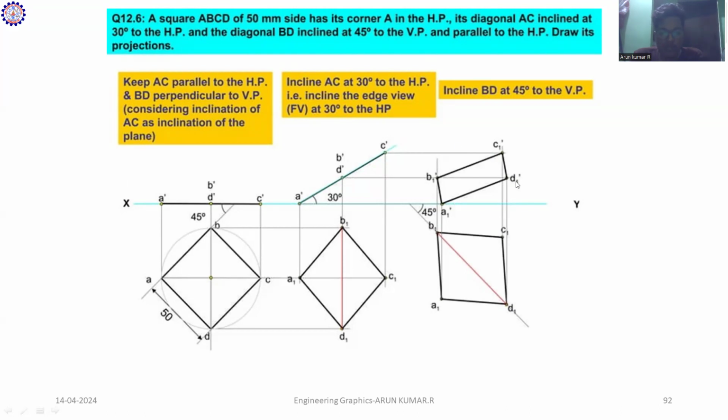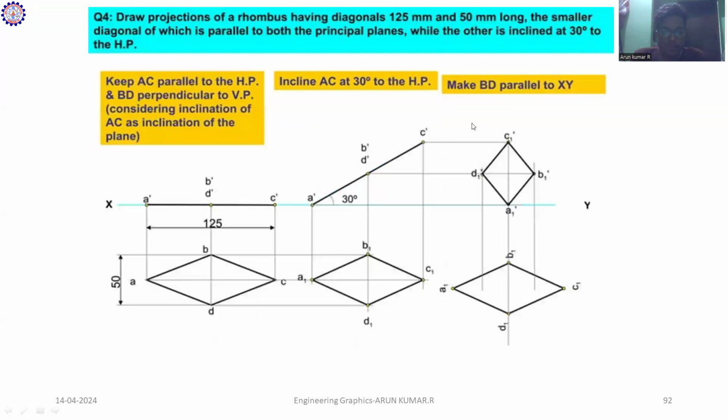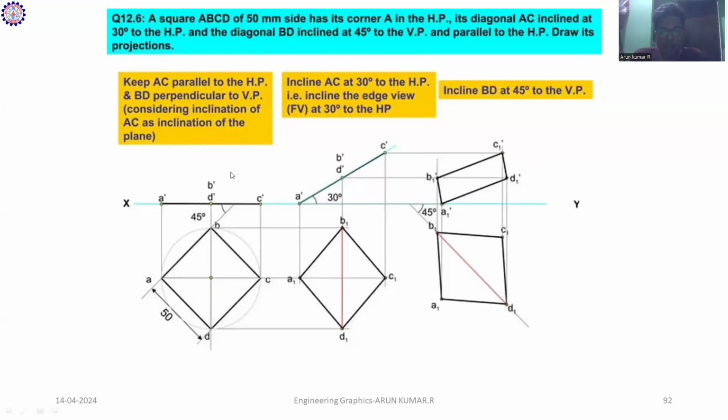After constructing this, what is the condition here? The corner A is in HP. So according to these conditions, let's move on. The point A is placed in HP. After constructing the horizontal and vertical lines, you mark a point as A.